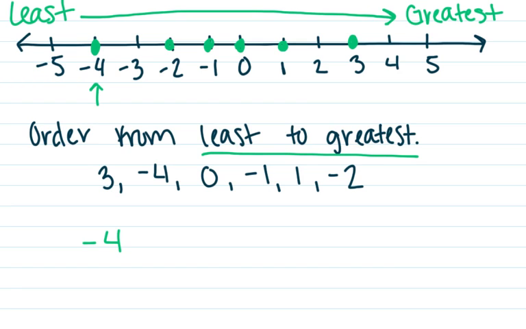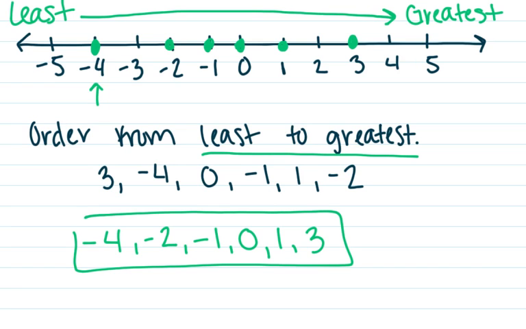Continuing to look across from left to right on my number line, the next negative is going to be -2. And then -1. -1 is my negative with the biggest amount of value. So out of my 3 negatives, -1 is the biggest in value. Then I have 0. And now I'm ordering my positives. So I have a +1, and then 3 is going to be my greatest number. It has the most value out of the whole list of all of my numbers. So my final answer would be -4, -2, -1, 0, 1, and then 3.